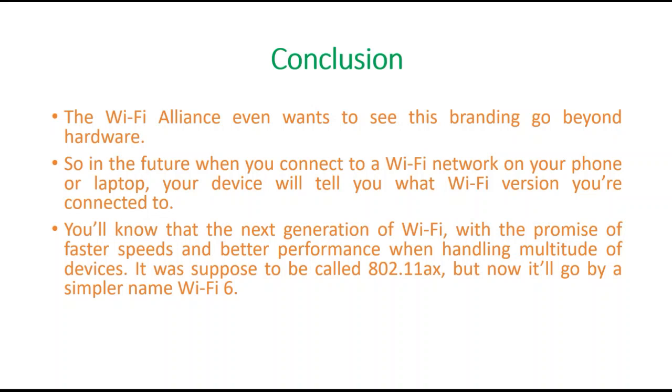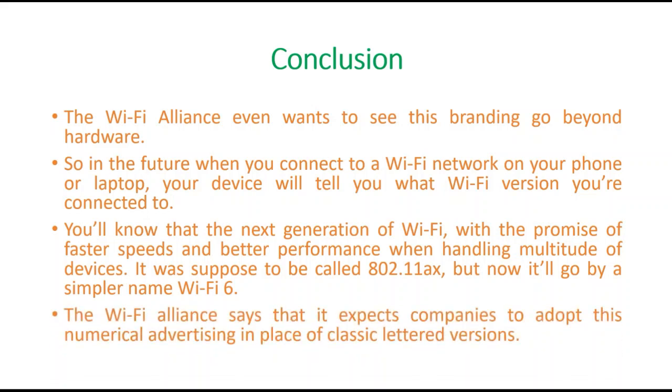So you will know that this is the next generation of Wi-Fi, with the promise of faster speeds and better performance when handling a multitude of devices, I mean a crowd of devices. Okay. It was supposed to be called 802.11ax, but now it will go by the name Wi-Fi 6 as per the new naming convention. Also, the Wi-Fi Alliance says that it expects companies to adopt this numerical advertising in place of the classic lettered versions. So this is all about the new naming convention of Wi-Fi.